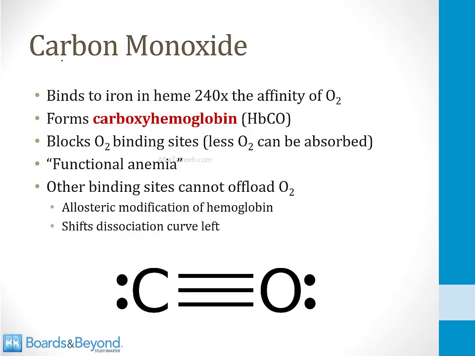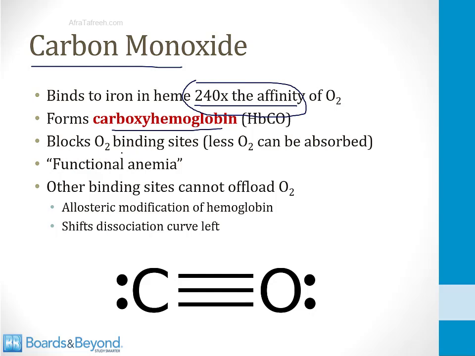I'll finish this video by talking about two special pathologic conditions that relate to hemoglobin and oxygen binding. The first one is carbon monoxide poisoning. Carbon monoxide is a gas, and it binds to iron in heme with 240 times the affinity of oxygen. When it does, it forms a structure called carboxyhemoglobin. Because it binds so avidly to hemoglobin, it blocks binding sites for oxygen, and therefore less oxygen can be absorbed by hemoglobin. This creates what's called a functional anemia.